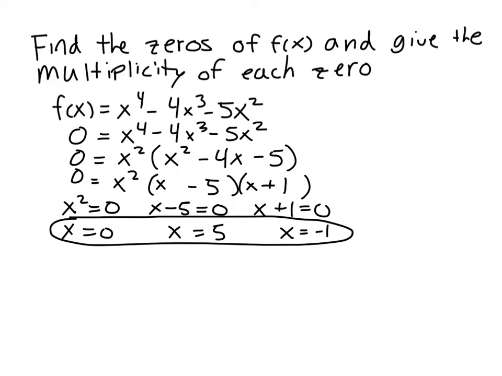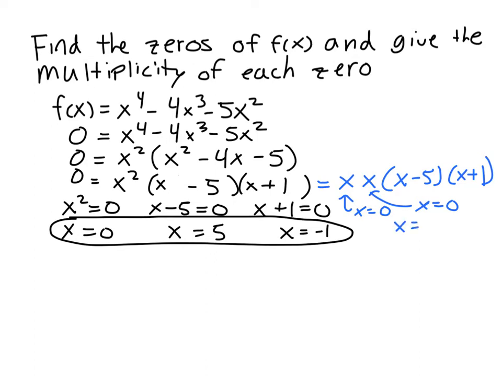The next part of the question asks us to find the multiplicity of each of these zeros. To understand multiplicity, I'm going to rewrite this. Instead of writing x squared, I'm going to write x times x, times x minus 5, and x plus 1. Why did I write it like that? Well, if this x equals 0, the whole thing goes to 0. If this x equals 0, the whole thing goes to 0. And then we still have x equals 5 and x equals -1. Those only show up once.